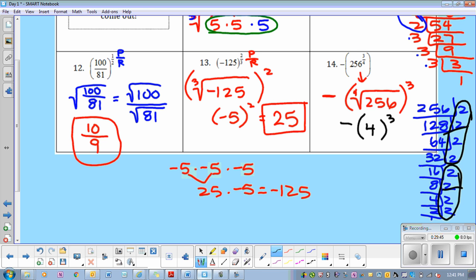What is 4 cubed? 64. And then times the negative 1 gives me a negative. Okay? Yeah, you have to do all of this first. If you have a negative outside the parentheses, that goes on at the end. Because this is like saying negative 1 times all of this.